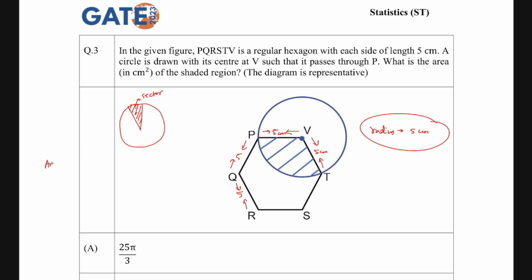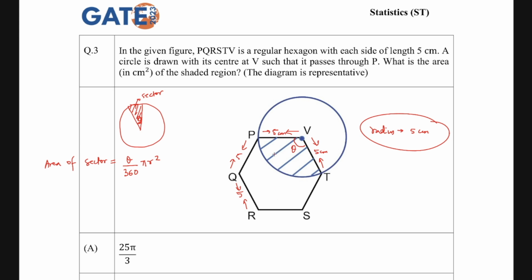And area of sector has a formula. It is theta by 360 pi r square. Now where theta is this angle, the angle made over here. If you look upon this, you have to find out this angle first of all, and if you know this, you can easily tell that.